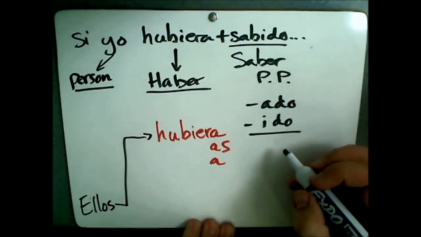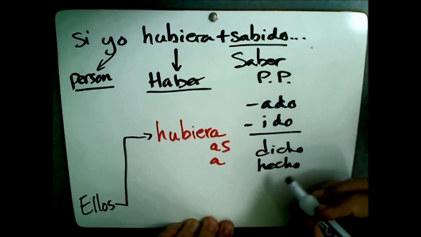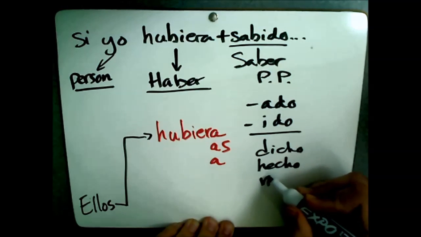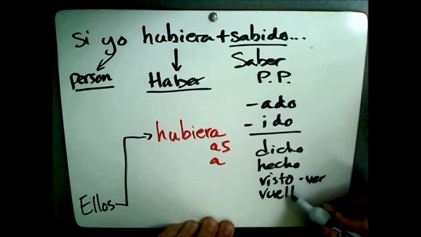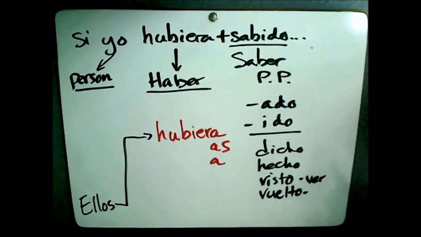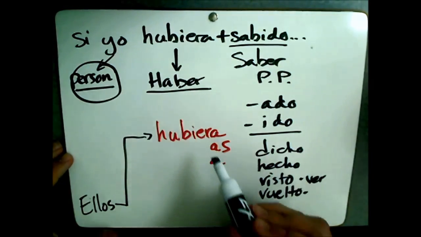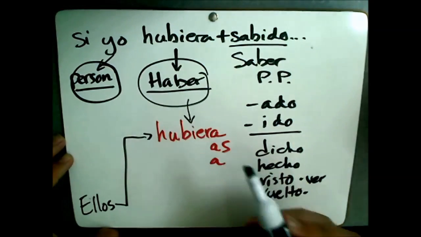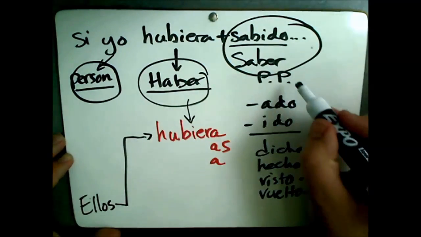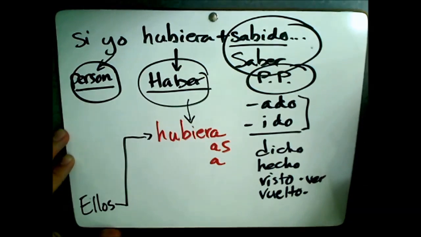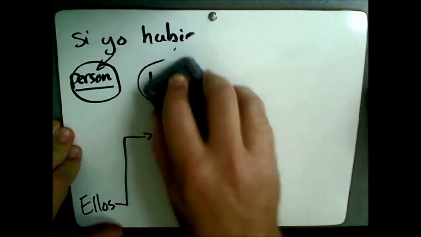And you have some irregular forms such as, for example, dicho from the verb decir, hecho from the verb hacer, or what else? Visto, ver, right? Or even vuelto, devolver. So those are the components, right? We have obviously the subject position, who we're talking about, the verb haber conjugated in the imperfect subjunctive, and then the main verb, which in this case is to know, saber, the past participle form of that, and those are the ones that are usually ending in ado or ido. Okay, so that's where we're coming from, so to speak.